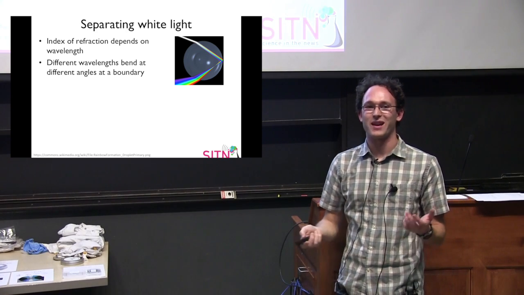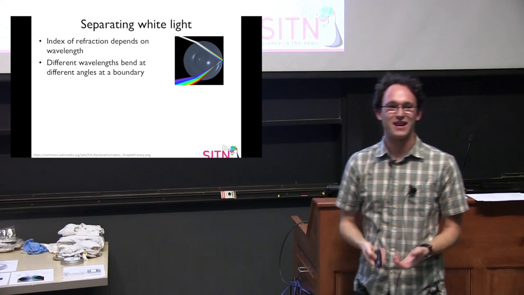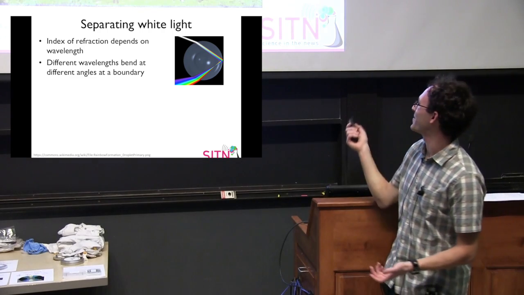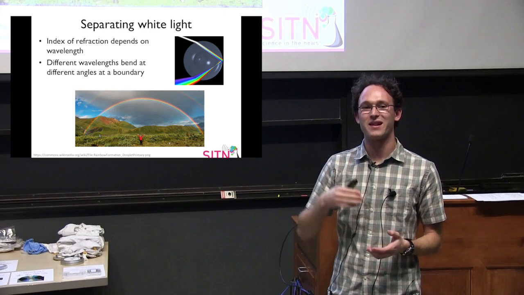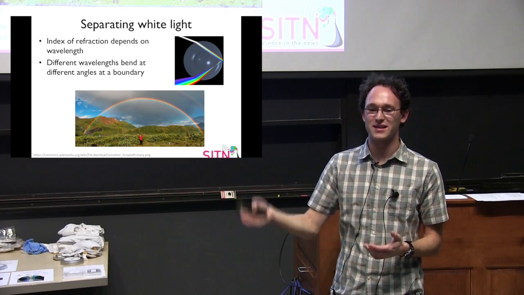And you might wonder, why do we care about rain droplets separating light? And you've probably seen this before as a rainbow. This is basically how a rainbow works. A bunch of water droplets floating in the air, and you see the sort of summation of all of this deflection.